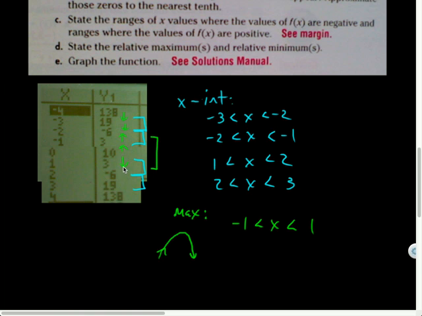Now let's keep looking at the direction here. So then from 3 to -6 is still down. -6 to 19 is up. And then 19 to 138 is up. So it looks like there's only one maximum in there. How about minimum?